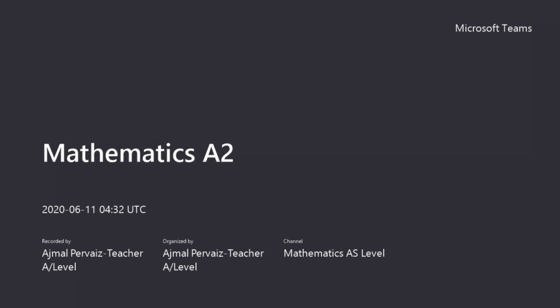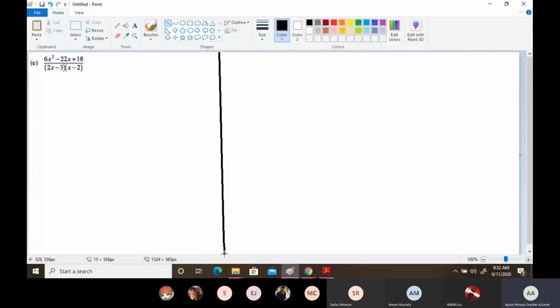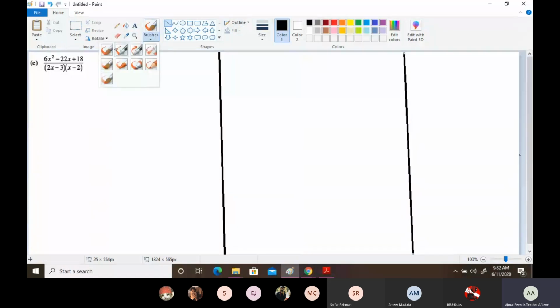You see here, do you see any difference in this question and the previous ones? Anyone? The only difference is here. Sir, the power above and below is the same. Very good. Above and below the maximum power is the same, that is 2 and 2. So that's why it is called an improper fraction, right?